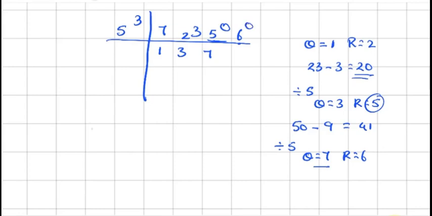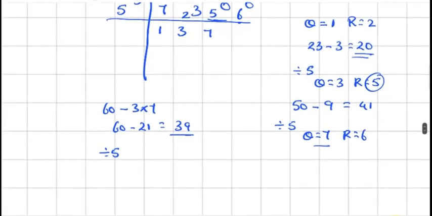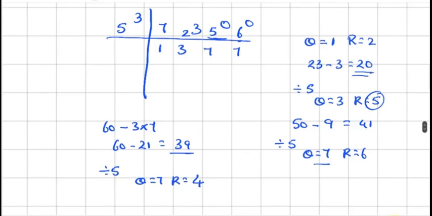In this case, once again you have to subtract: 60 minus 3 into 7, so 60 minus 21, you will get 39. Now I have to divide this 39 with the help of 5. 5 sevens are 35. So the quotient is 7 and the remainder will become 4. 39 minus 35 leaves the remainder 4.